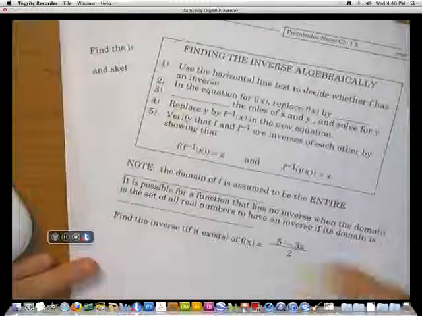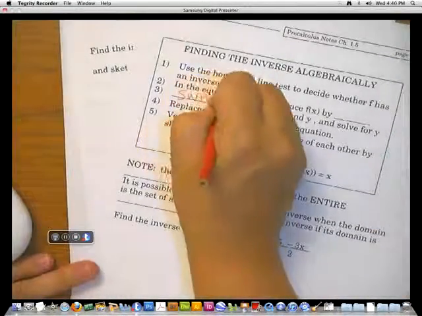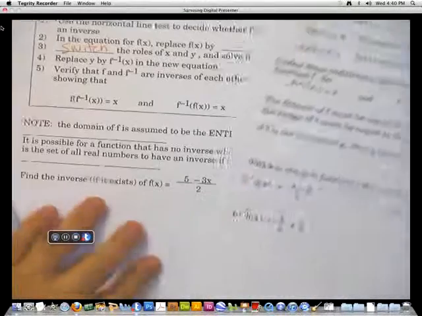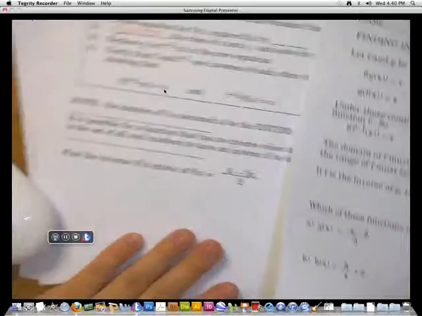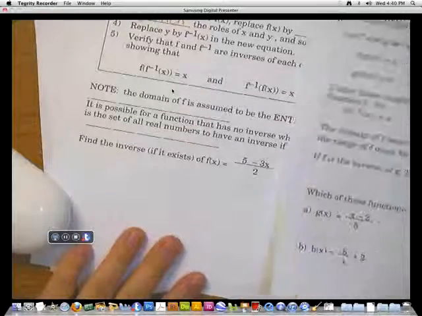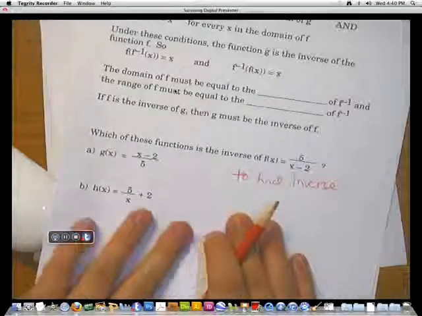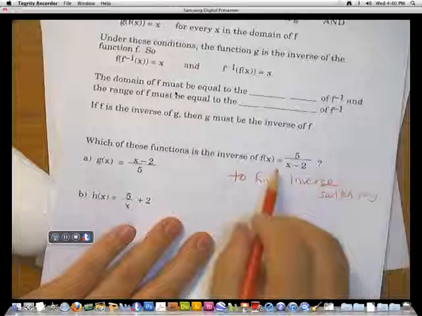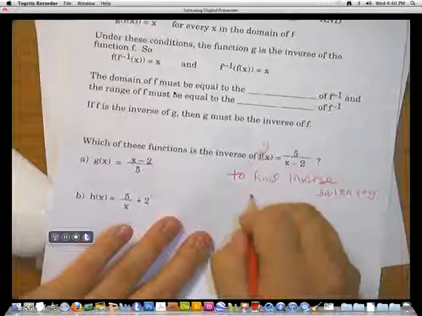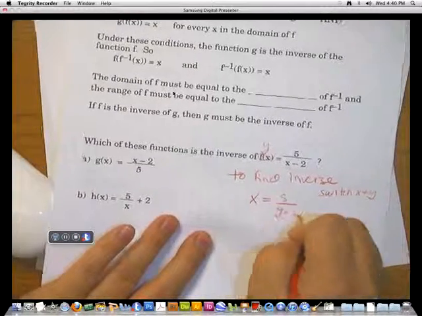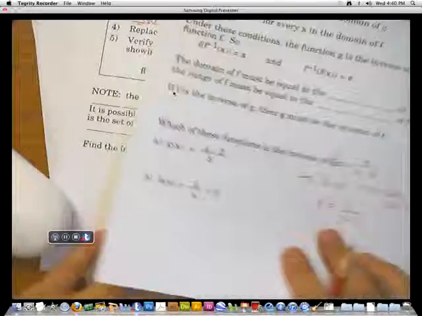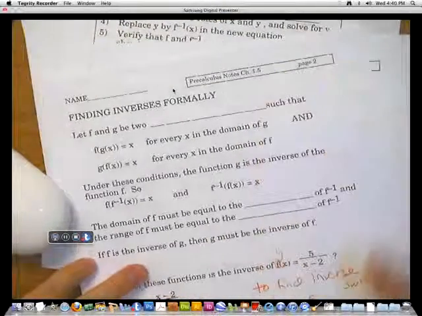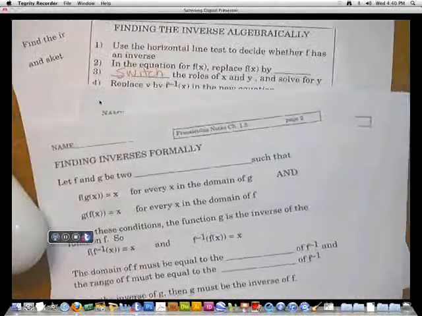And what it basically says is that we are going to switch x and y. So in this case, for the example that we were working on, page 2, we're going to switch x and y, remembering that f of x means y. So x equals 5 over y minus 2. And then solve, back to page 5 there, we're going to solve for the new y.